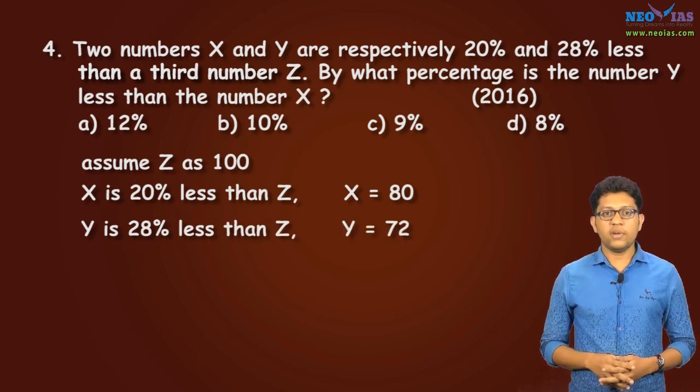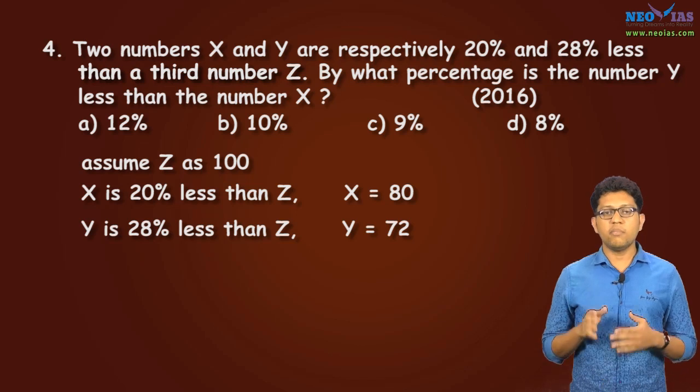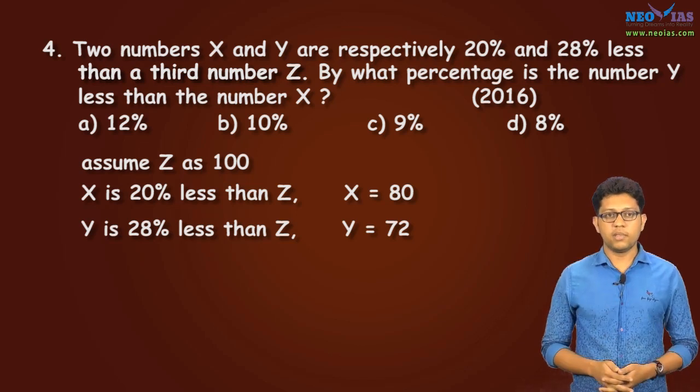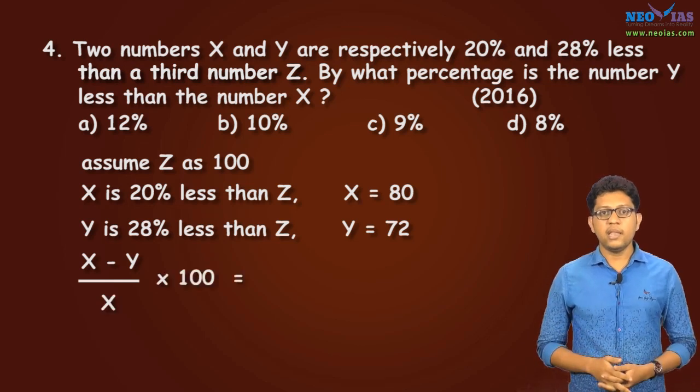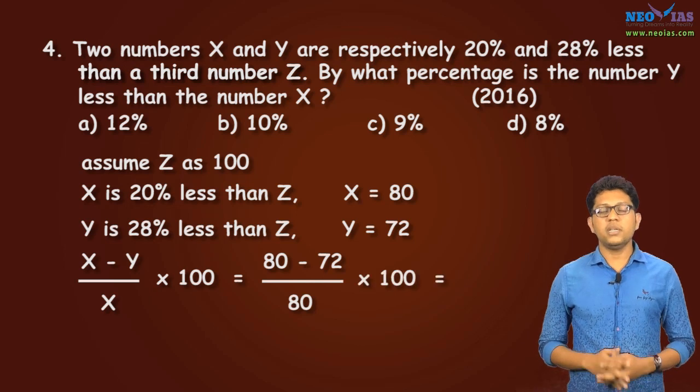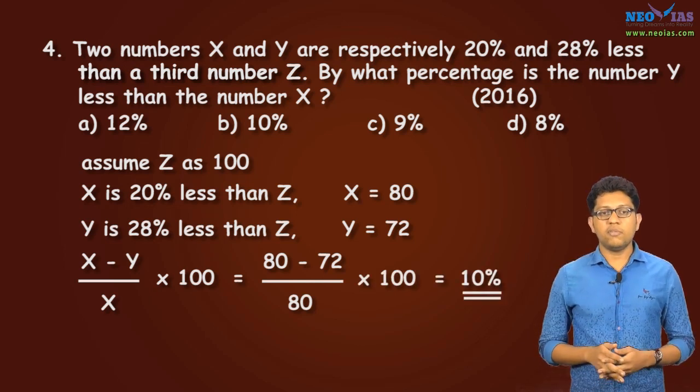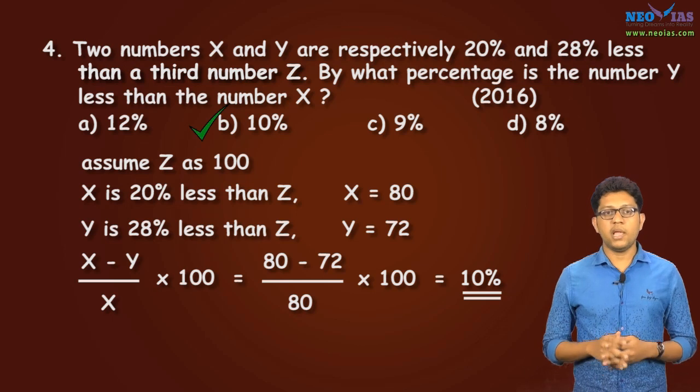Now it is asked to find out how much percentage is the number Y less than number X. That is (X minus Y) by X into 100, that is again (80 minus 72) by 80 into 100, which results in 10%. That is, out of the given options, B option will be your answer.